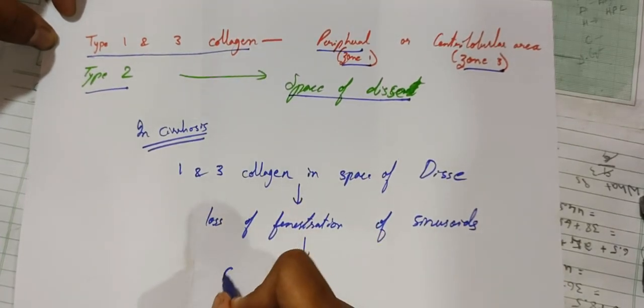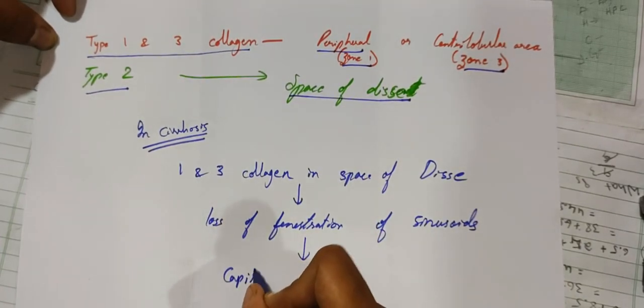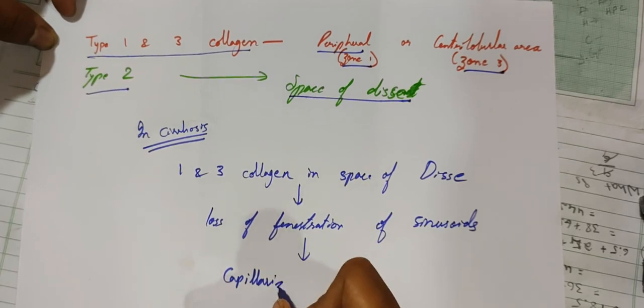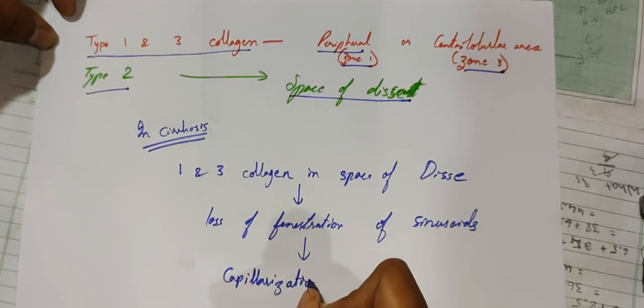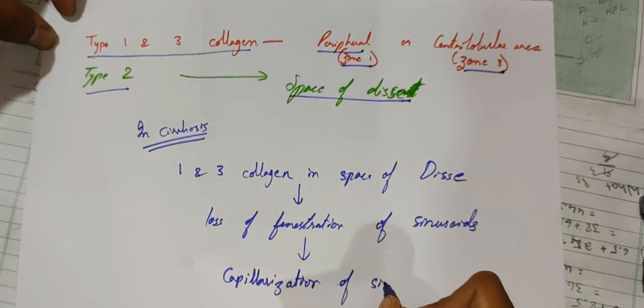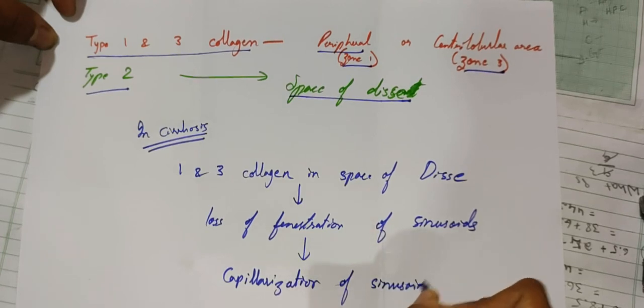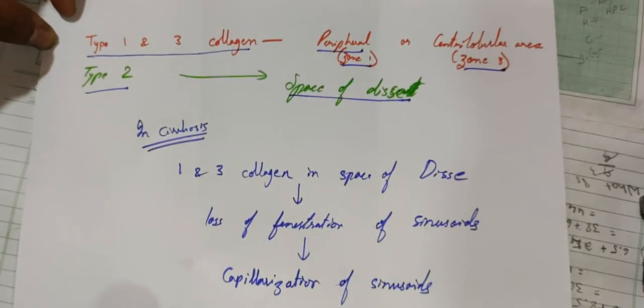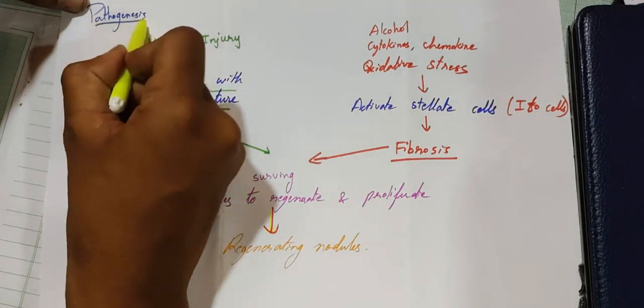This leads to capillarization of sinusoids. Okay, pathogenesis of liver cirrhosis.